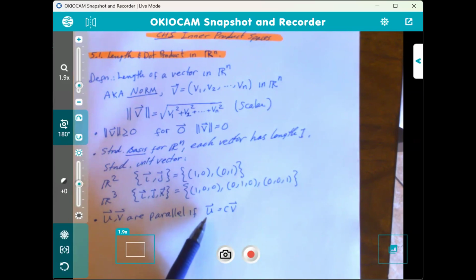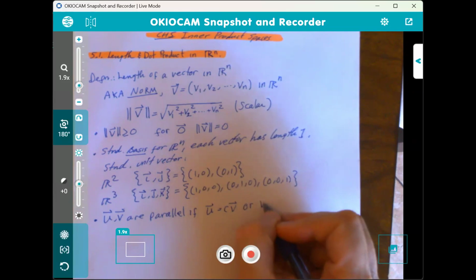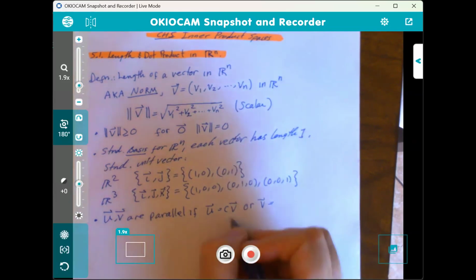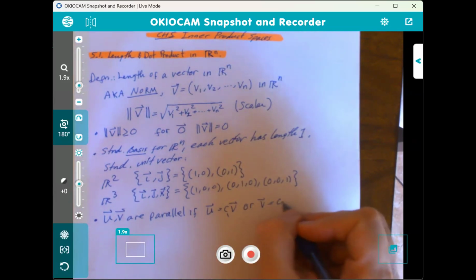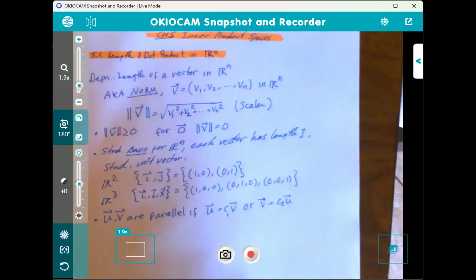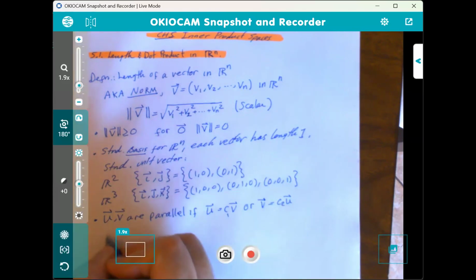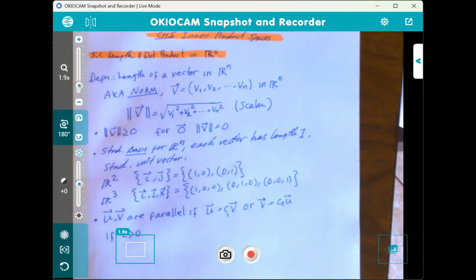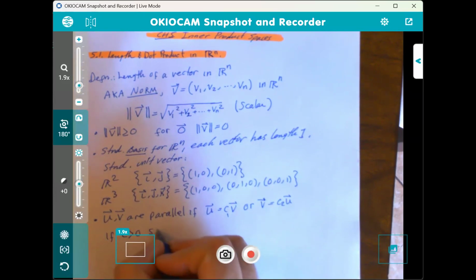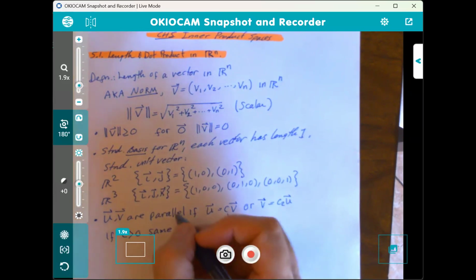So you can either write u as a constant multiple of v, let's call that c1, or you can write v as c2 times u. Again, all I'm trying to say here is that one is a constant multiple of the other. So that's what that symbol means. Now, if c is positive, if the constant multiple of the vector is positive, then the two vectors will have the same direction.